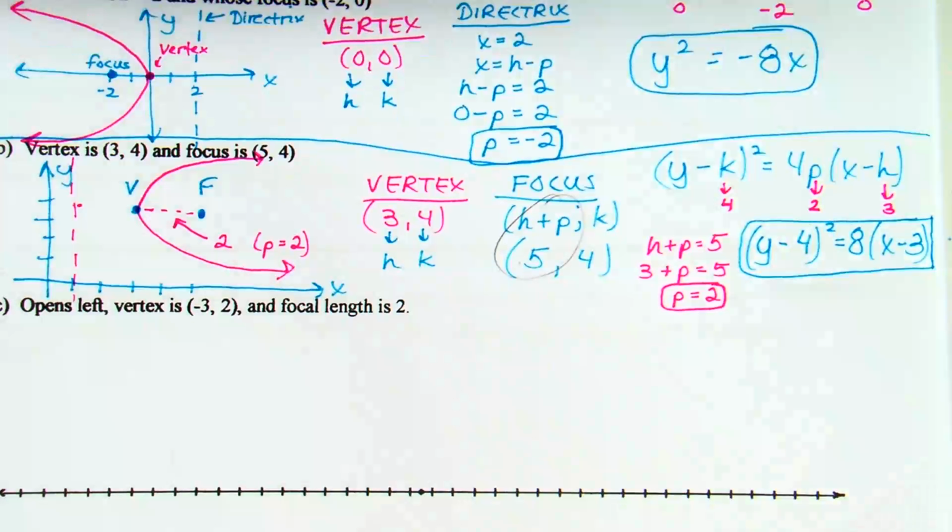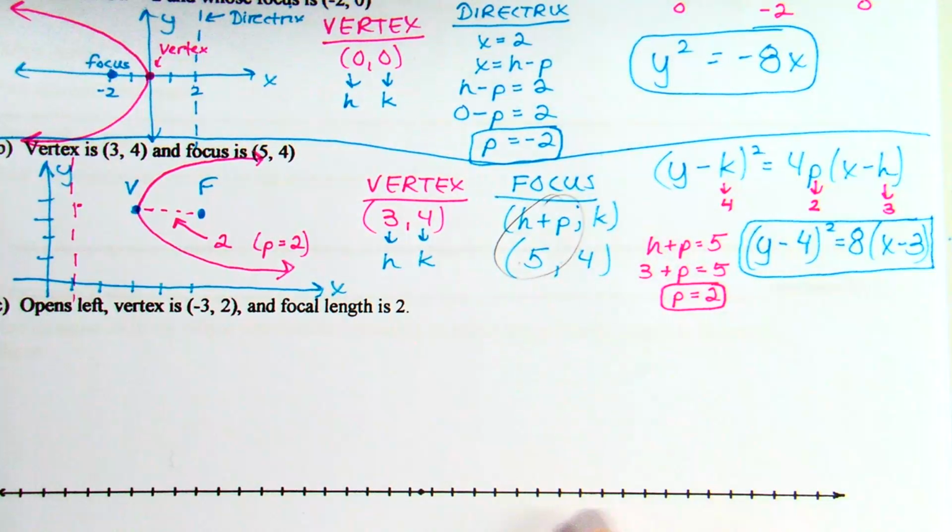Opens left, vertex negative 3, 2, focal length is 2. If I wasn't trying to teach it, I could just write my equation right now. Everything is given that you need. Okay? So if you can see it, that's great. For the rest of us, let's talk.